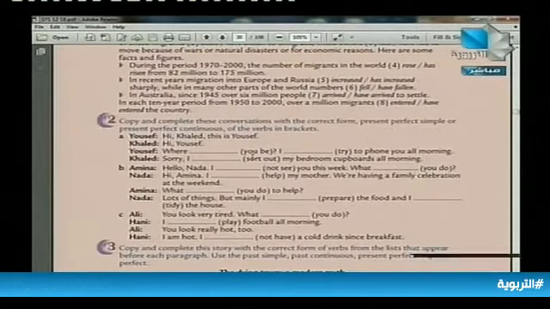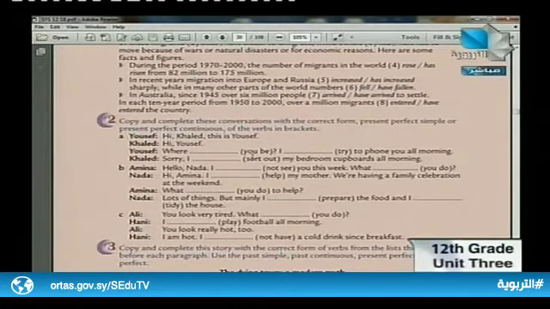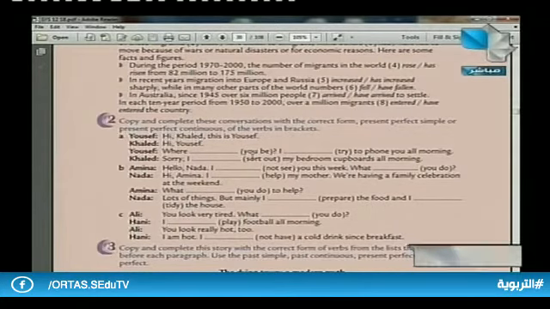Of course, here we could say, where have you been? Because "be" is a state verb. State verbs cannot take the ing form. So, where have you been?